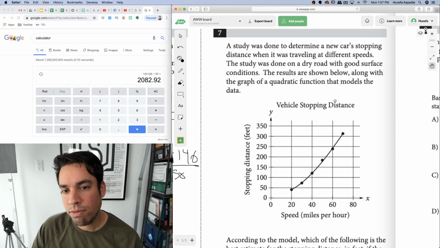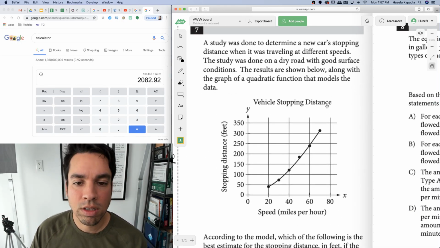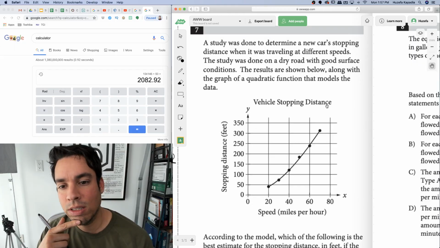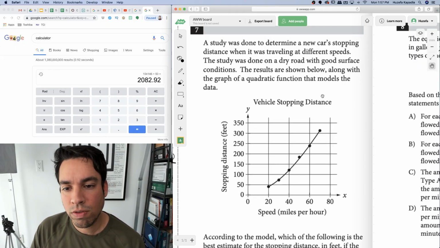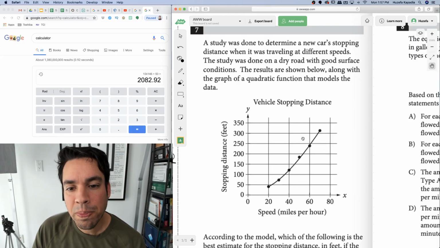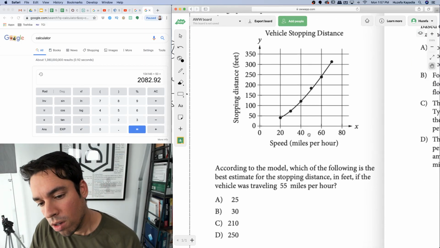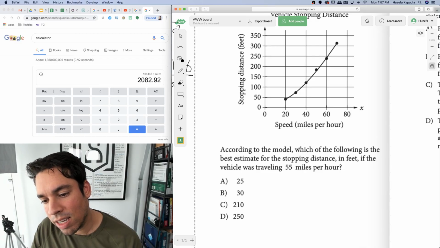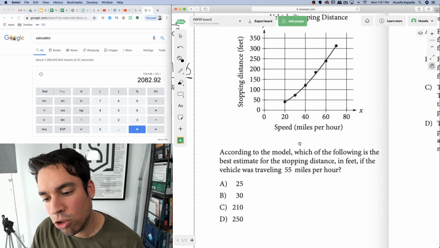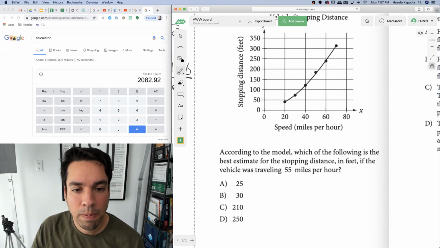Number 7. The study was done to determine a new car's stopping distance when it was traveling at different speeds. The study was done on a dry road with good surface conditions. The results are shown below, along with a graph of a quadratic function that models the data. According to the model, which of the following is the best estimate for stopping distance in feet if the vehicle is traveling 55 miles per hour? Okay.